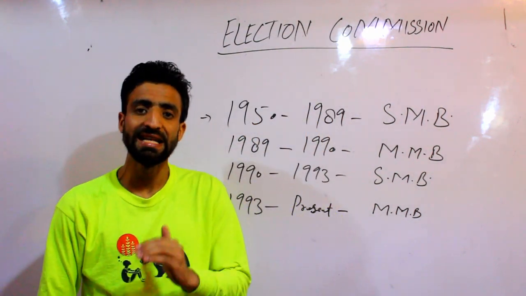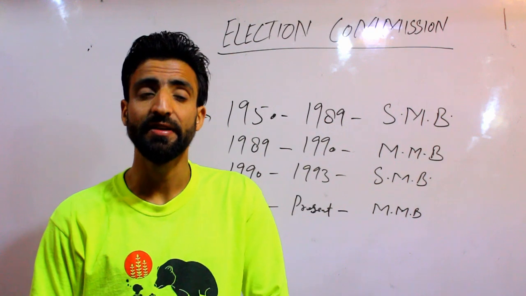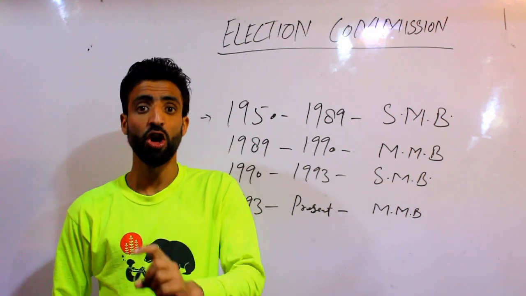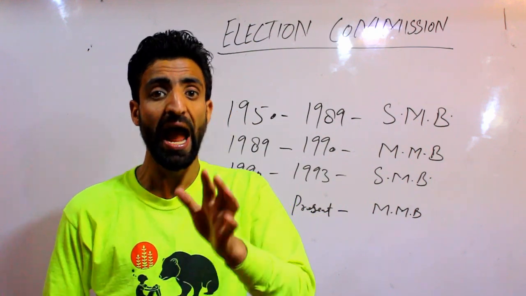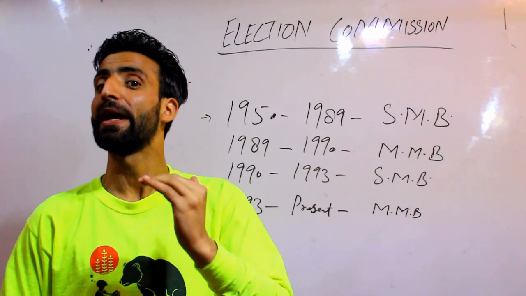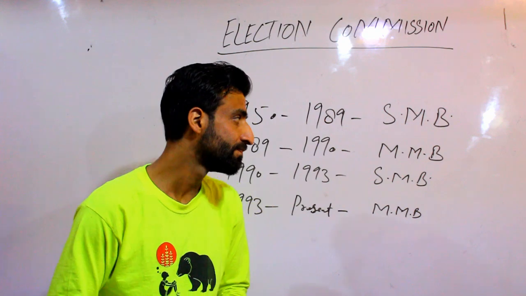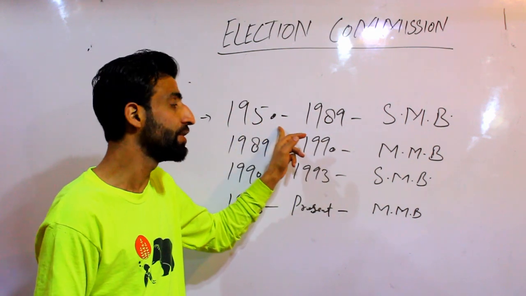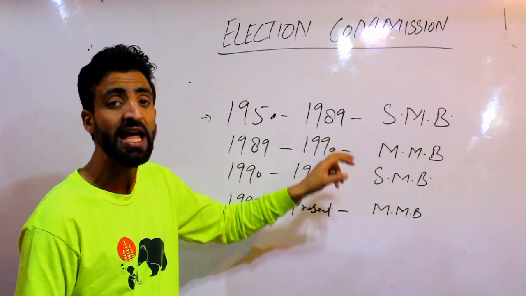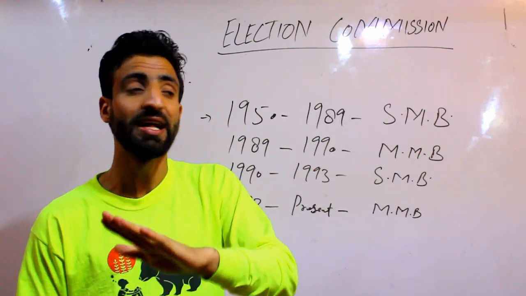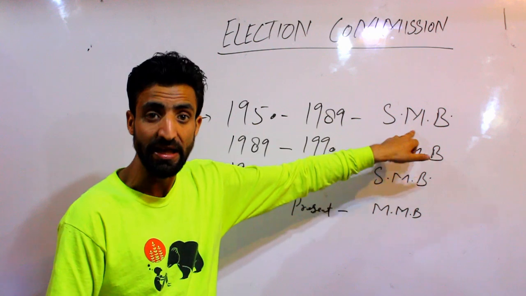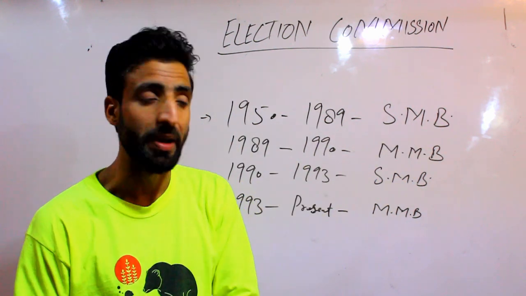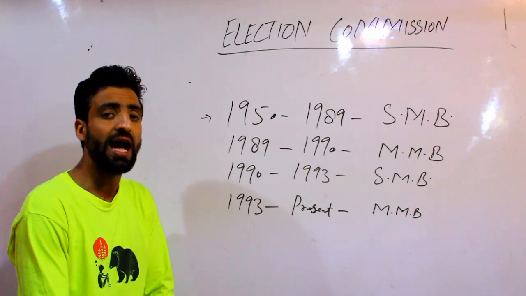My dears, Article 324 states that Election Commission shall consist of Chief Election Commissioner and other commissioners as appointed by the President from time to time. So, from its inception in 1950 to 1989, Election Commission of India remained a single member body, SMB, single member body. I would say it was a one-man army.